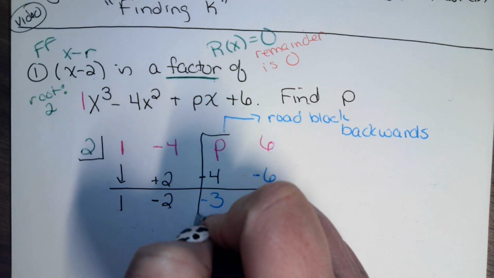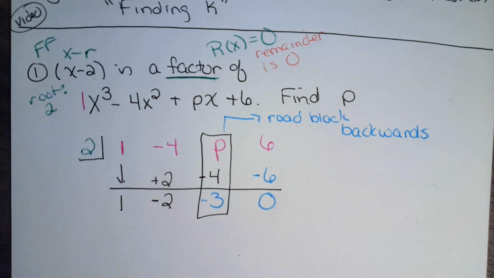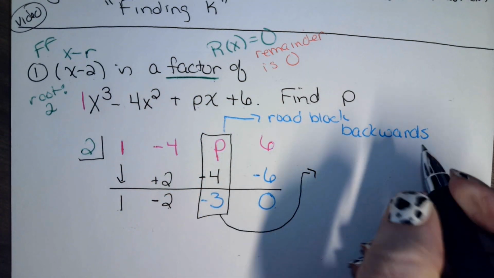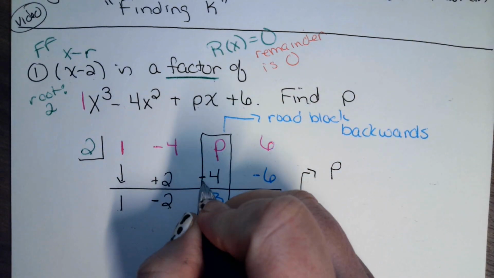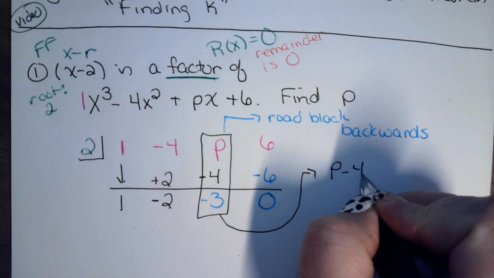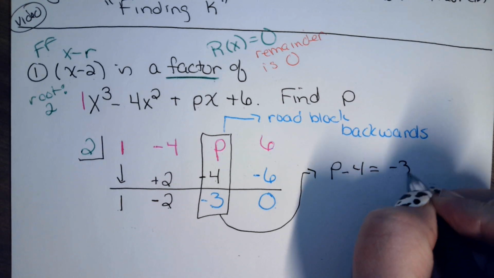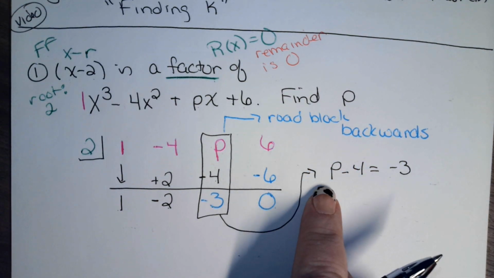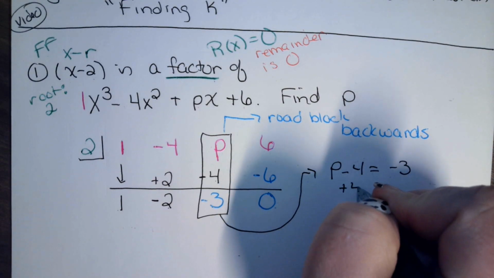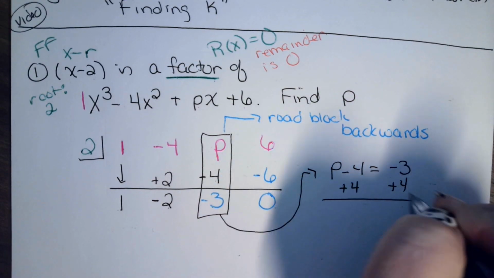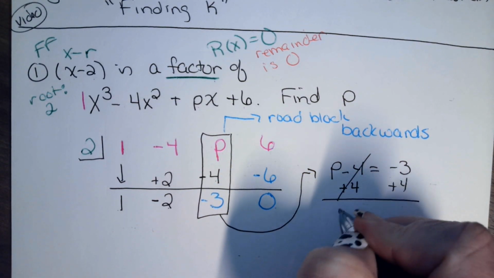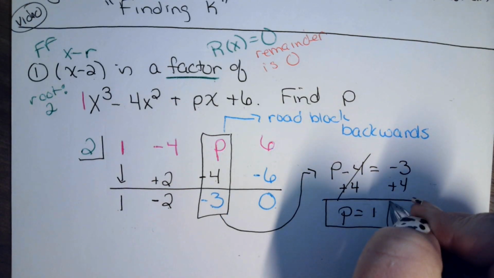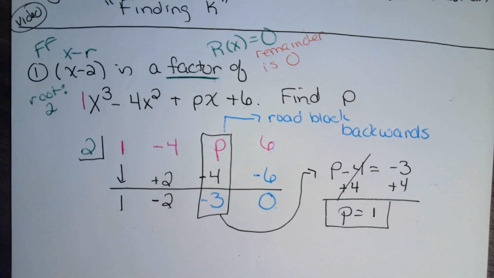This creates your little simple equation right here. We now know all the values there. Once you create that simple equation, you can solve it. We've got p minus 4 equals a negative 3. So I'm going to add 4 to both sides. Negative 3 plus 4 is 1. So our missing p value is 1.